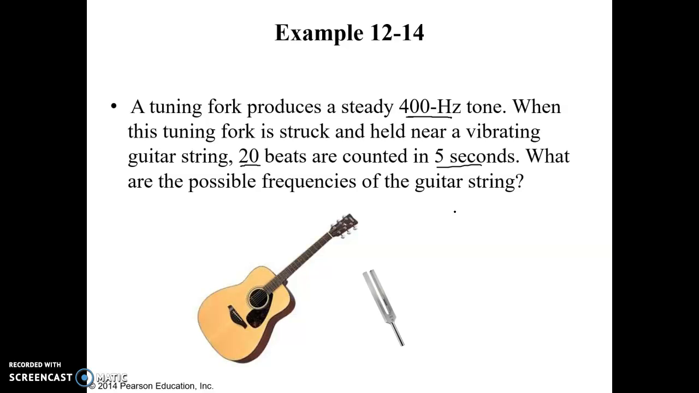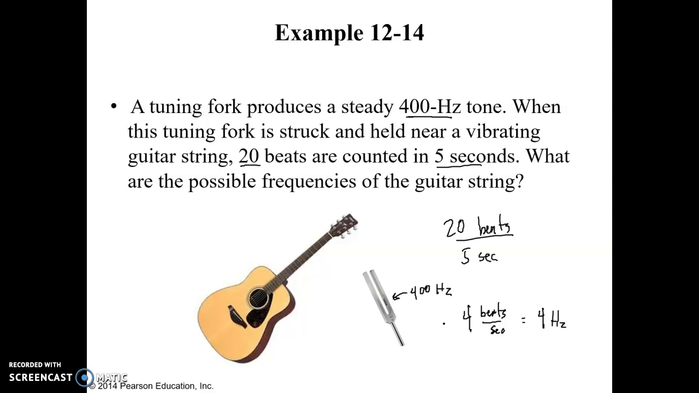Well, if we're seeing 20 beats in 5 seconds, that simplifies. 20 divided by 5 is 4. So we're seeing 4 beats per second. Okay, so 4 beats per second means anything happening per second is a hertz. So we're basically 4 hertz off of what the tuning fork is. And the tuning fork was 400 hertz.